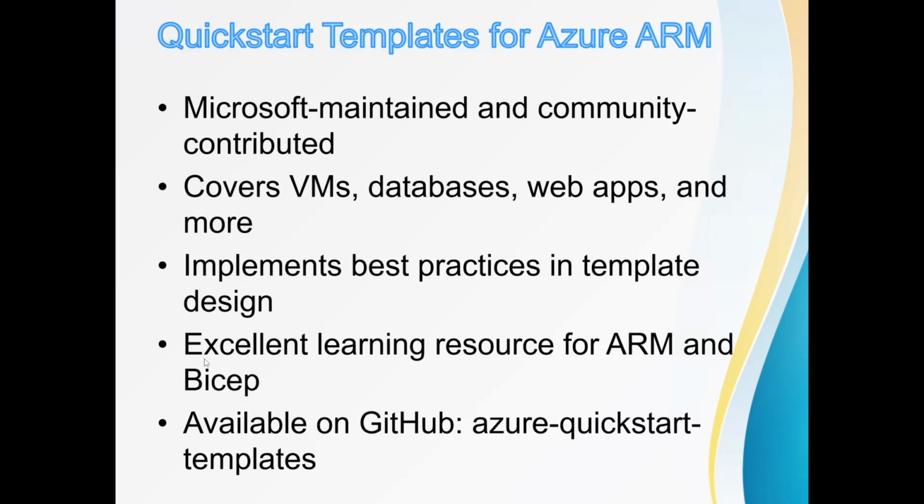And then, an excellent learning resource for ARM and Bicep. When we go to the quickstart template page of Microsoft Azure ARM, it gives us two options. We can either go into the ARM version or the Bicep version, and we can have a quickstart using either one. Okay, and these are also made available on GitHub. So the Azure quickstart templates are there on GitHub, which we can use.